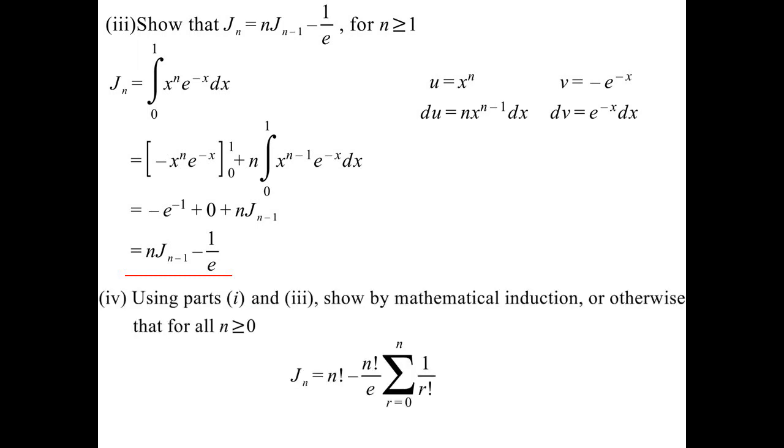Using parts 1 and 3, show by mathematical induction. Now we get induction into the question. So show by induction, or otherwise, if you really want to do it a different way. This lovely expression: Jn is equal to n factorial minus n factorial on e times the sum of 1 on r factorial going from r equals 0 to n. Alright, so that's what I have to show.